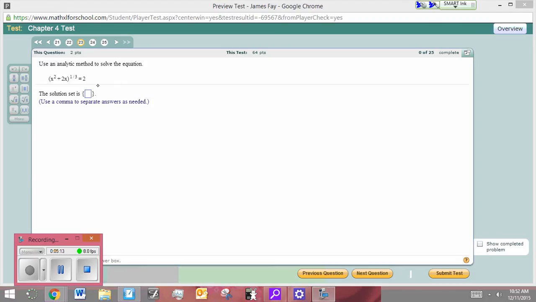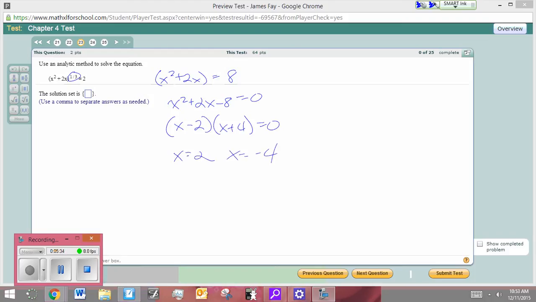This one, we're going to cube both sides to get rid of that 1/3. So when I cube it, I get x squared plus 2x. Cube 2, I get 8. So now I have x squared plus 2x minus 8 equals 0. That's going to be x minus 2, x plus 4 equals 0. X is 2. X is negative 4.